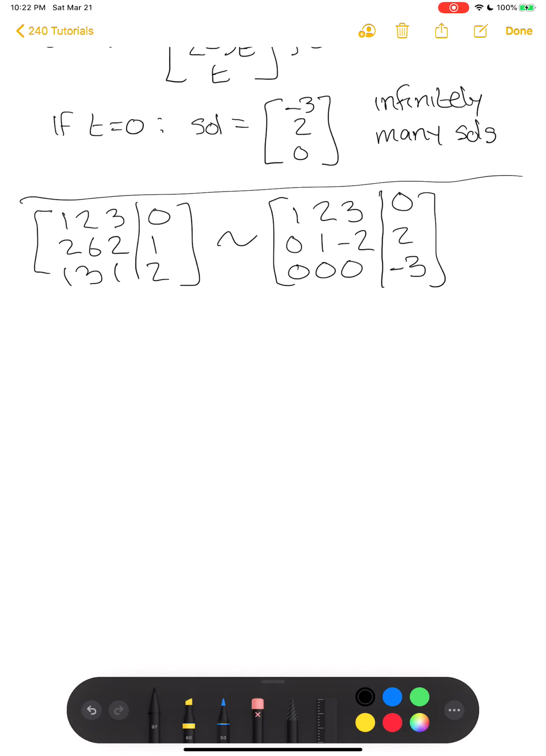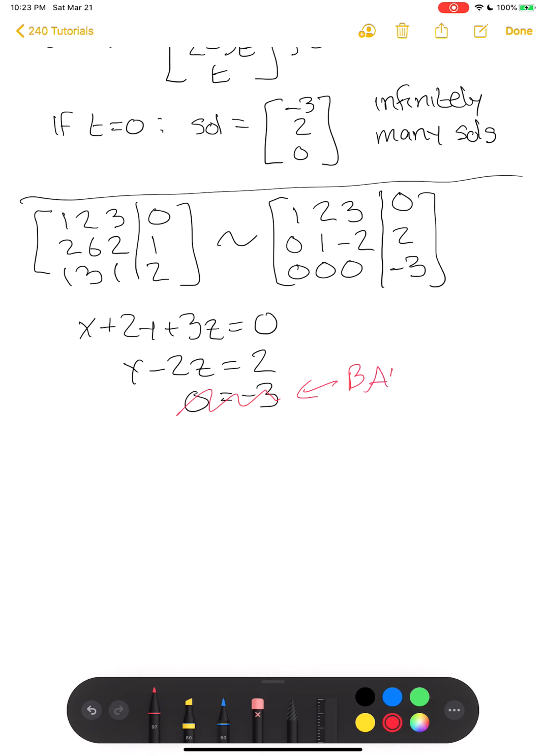Okay. So let's read out the system of equations as we always do. We have x plus 2y plus 3z gives me 0. Nothing wrong with that. Next line says y minus 2z is equal to 2. And then finally, our last line tells me 0 is equal to -3. Okay, so obviously we have a problem, right? Is 0 ever equal to -3? No, not in this universe. So that's bad. We don't want that.